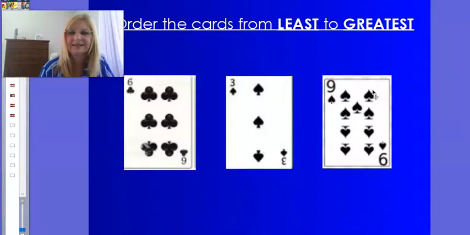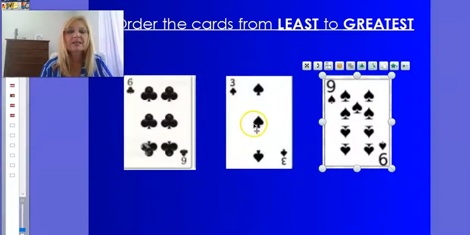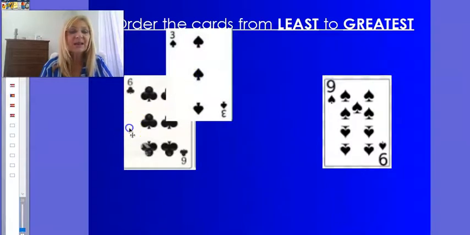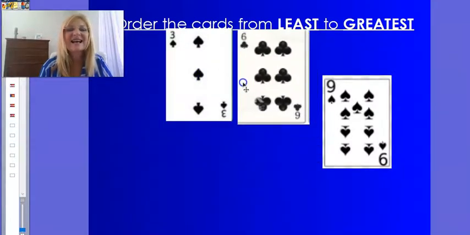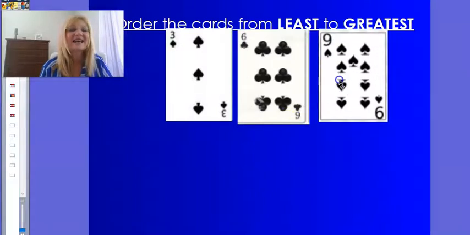Learning should be fun. Okay, which one of these is the smallest? Yes, 3. Then what? 6 or 9? What'd you say? Yes, 6. And last is 9. Was that someone from Miss Whalen's class or Miss Frank's class?